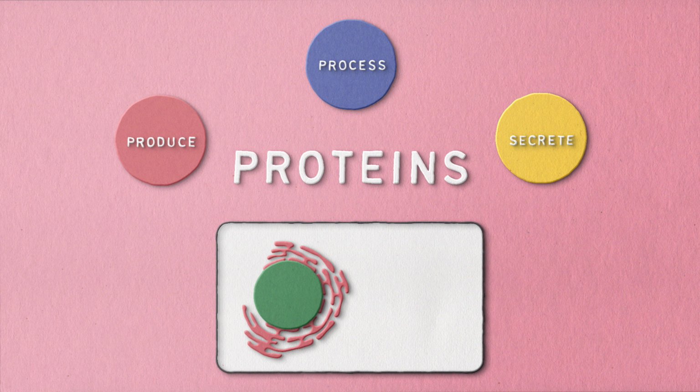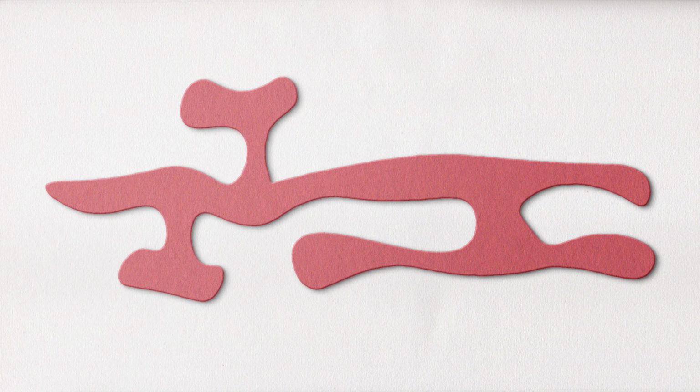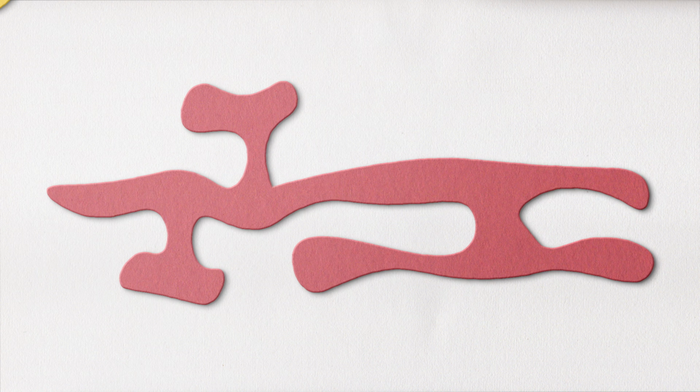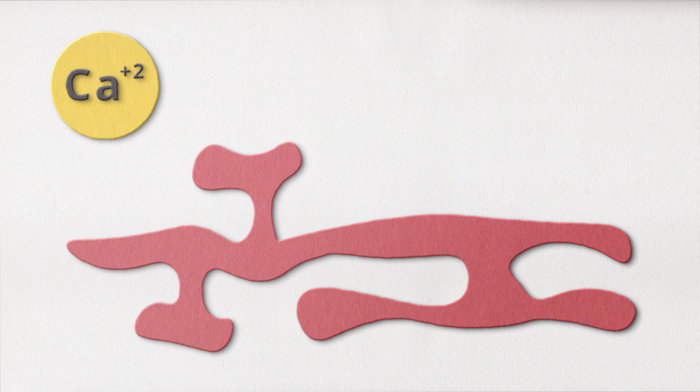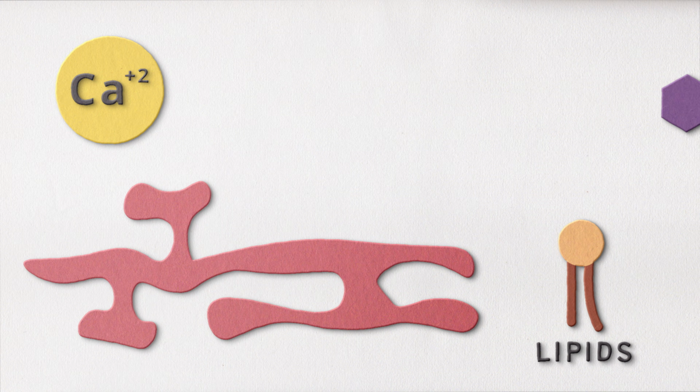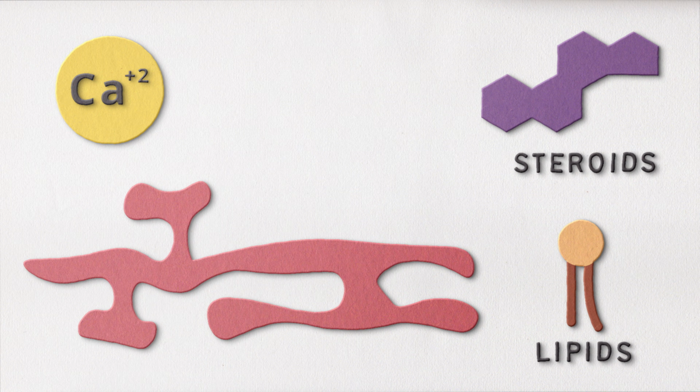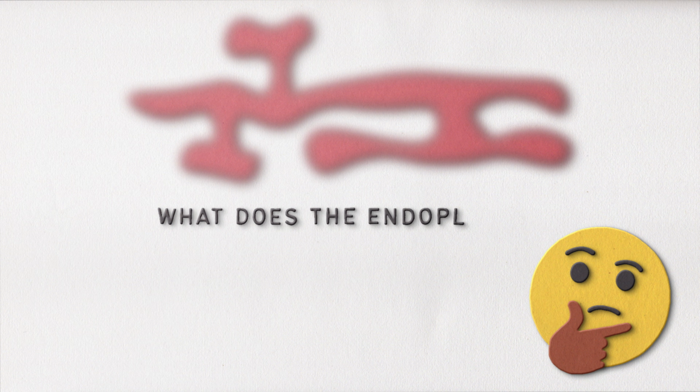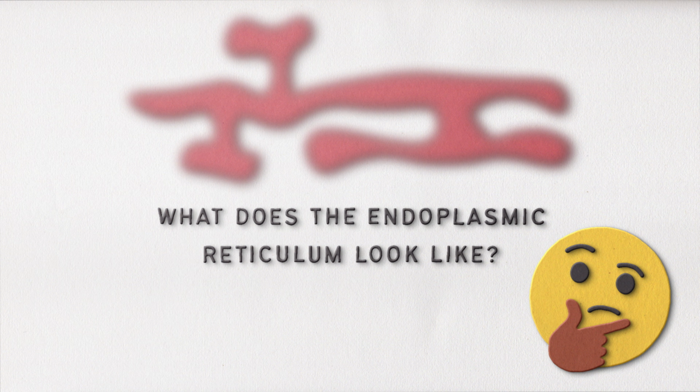This organelle is found in almost every cell in humans and other animals and plants. The function of the endoplasmic reticulum is not limited just to protein syntheses. The endoplasmic reticulum also acts as a storage site for calcium and is an essential component in the production of lipids and steroids. But what does the endoplasmic reticulum look like?